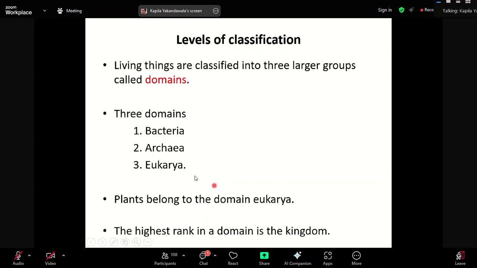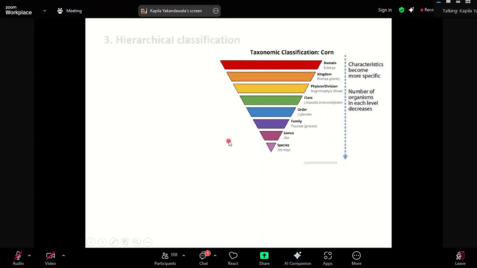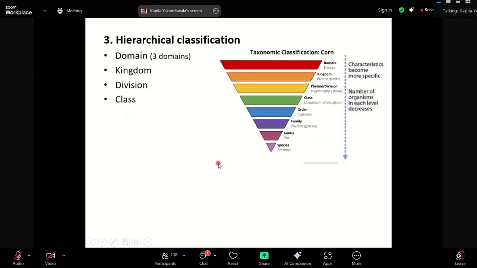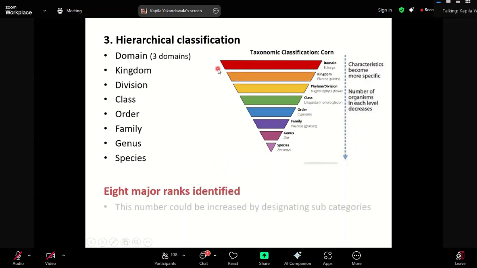Under the domain, the next higher rank is called kingdom. Right. This is called hierarchical classification.